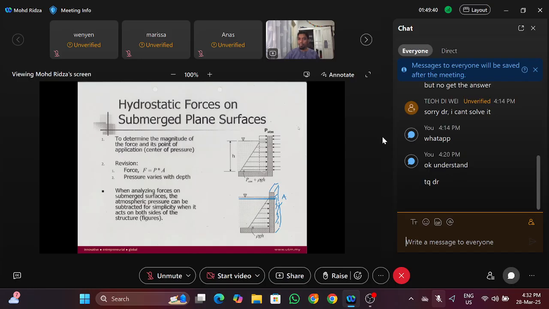Ada soalan ke? Saya terdengar ada suara seseorang tadi.